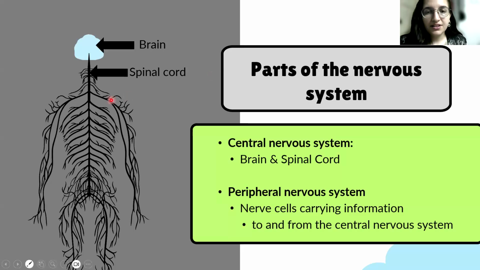And the nervous system, as mentioned earlier, has two parts. The central nervous system, so the brain and the spinal cord, this is what it includes. And then you have the peripheral nervous system, which includes nerves that carry information to and from the central nervous system. Central nervous system, peripheral nervous system.